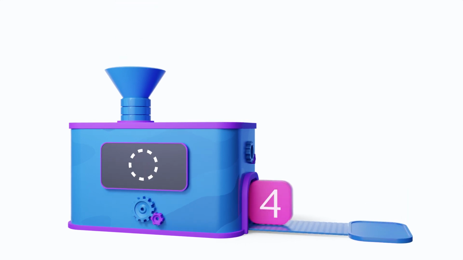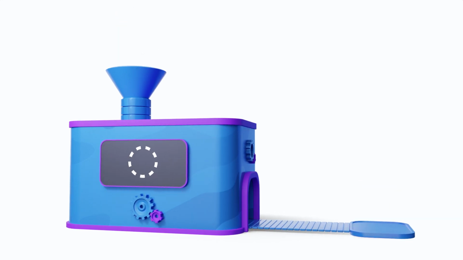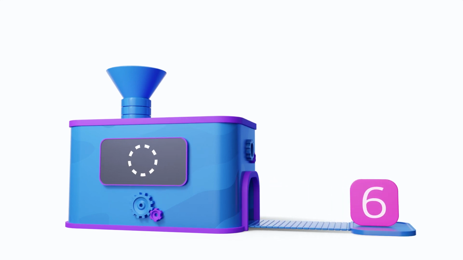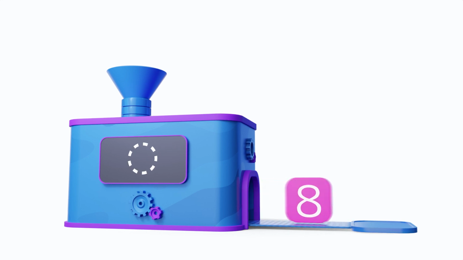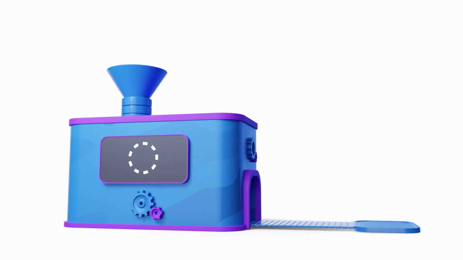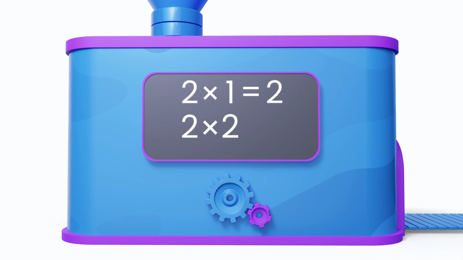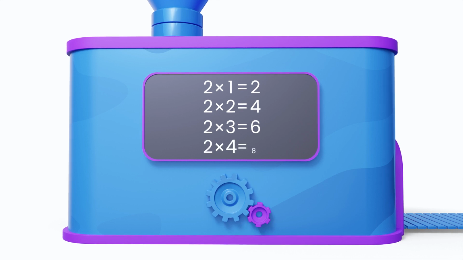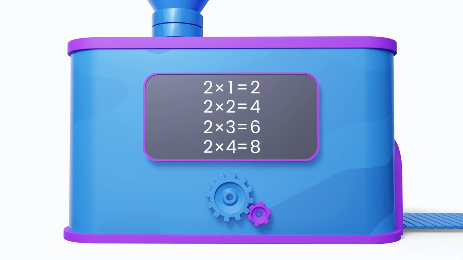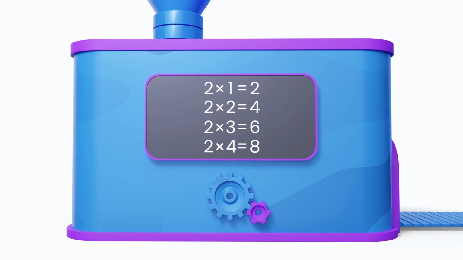Next, you input 2, and the machine outputs the number 4. Then you input the number 3, and the output is the number 6. What happens if you input 4? It gives you 8. It seems like the way this particular machine works is to double the numbers you input. 2 times 1 equals 2, 2 times 2 equals 4, 2 times 3 equals 6, and 2 times 4 is 8. Before diving into how you formulate what the machine did using math, let's first look at some theory.